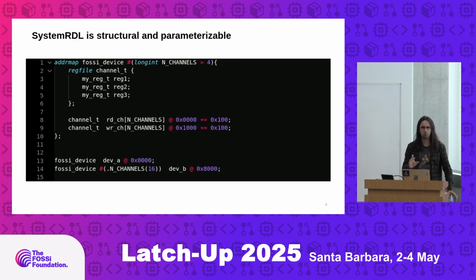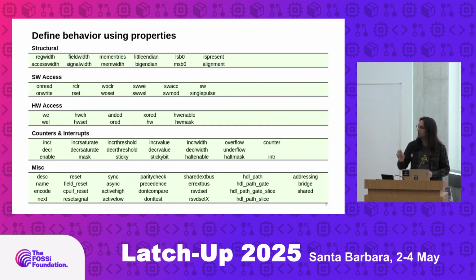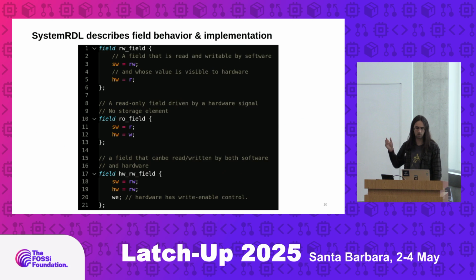Now, OK, well, let's step back. How do we actually describe all these behavioral things? SystemRDL has a whole slew of properties that you can assign to things. I'm not going to go over all of these, but just know that they exist. And there's probably millions of permutations of these that you could describe something. So let's do some examples.